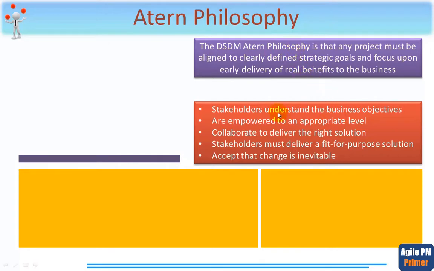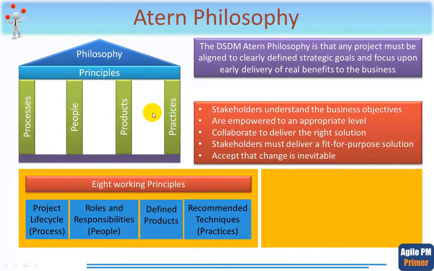So how do we make sure that this philosophy is met? Well, by ensuring that stakeholders at all times understand the key business objectives and that stakeholders are empowered to an appropriate level so that they can carry out their responsibilities. At all times, stakeholders must collaborate in order to deliver a fit-for-purpose and correct solution for the business. Part of this philosophy is to accept that change is inevitable. Let's then look at this very useful graphic which summarizes all of this.